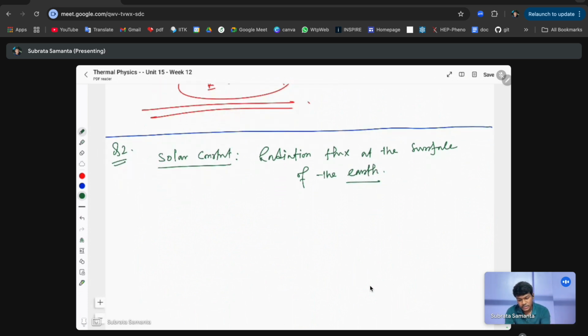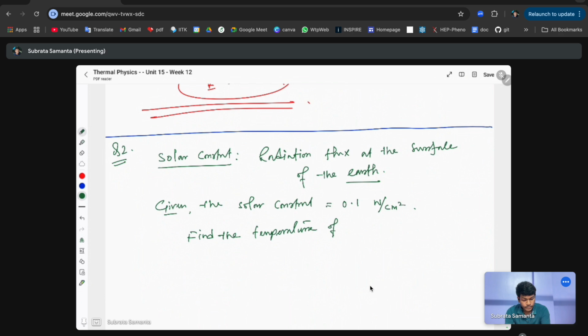So given the value of the solar constant is 0.1 watt per centimeter square, find out the temperature of the sun. Find the temperature of the sun. So how to calculate?